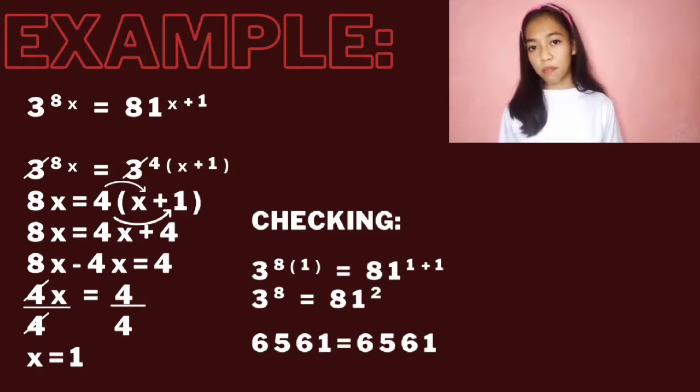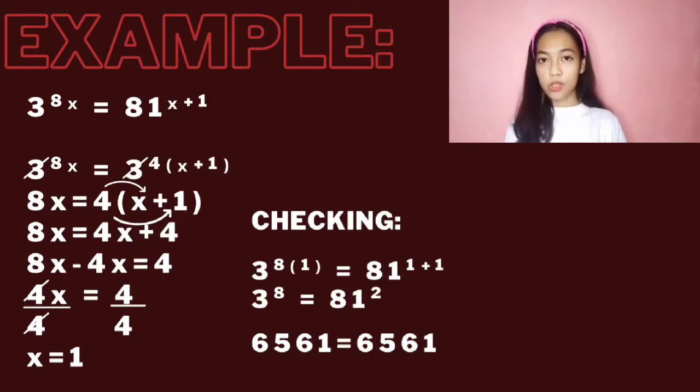The final step is we need to check if it's equal. Rewrite our equation, which is 3 raised to 8x equals 81 raised to x plus 1. We need to substitute the x to 1 to become 3 raised to 8 multiplied by 1 equals 81 raised to 1 plus 1. Then 8 times 1 is equal to 8 and 1 plus 1 is equal to 2. And we will write it as 3 raised to 8 equals 81 squared.